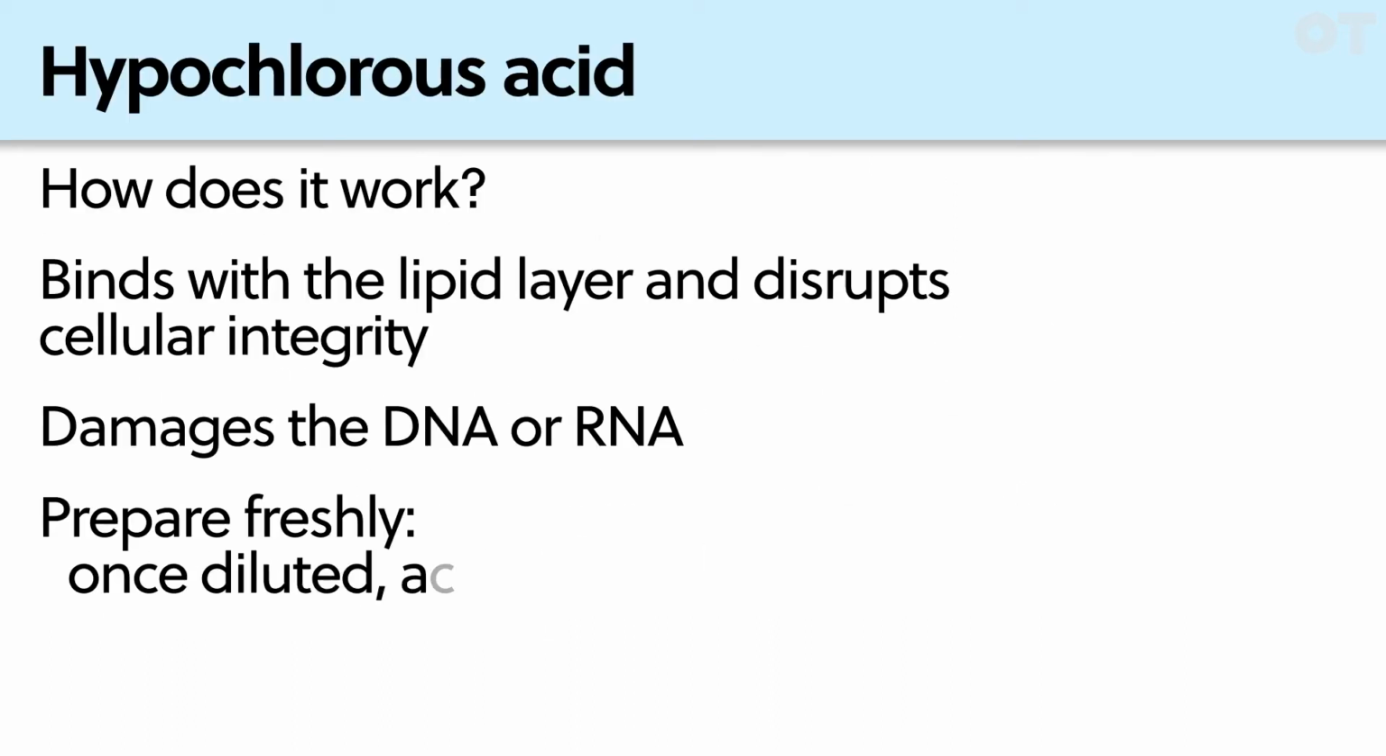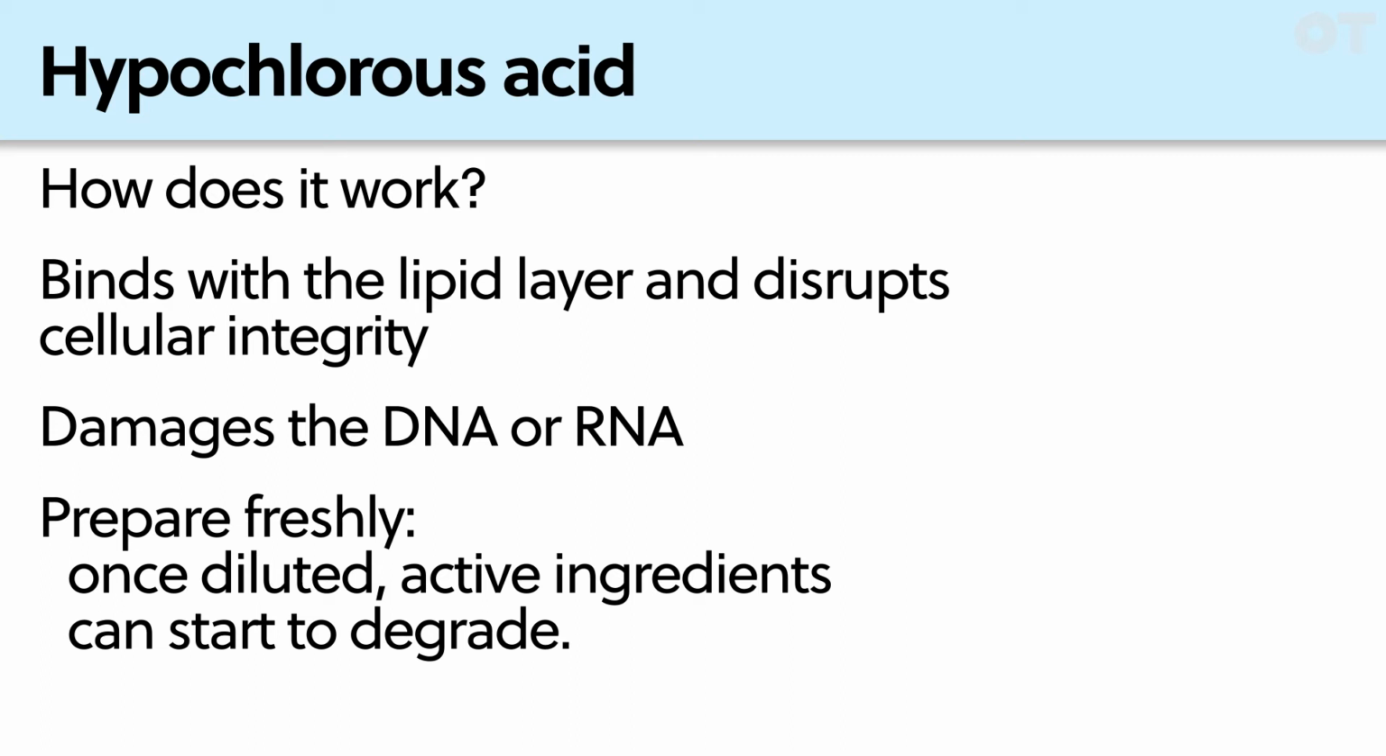So how does hypochlorous acid work? Well, it works by binding with the lipid layer and disrupting the cellular integrity. Because it's effectively a bleach-based disinfectant, it also has that effect of damaging the DNA or the RNA of the virus. It is worth pointing out that all diluted disinfectants or cleaning products, once they're mixed up and made up into batches to be used, should be used almost straight away, but not stored, because once they're stored, the active ingredients can start to degrade and the effectivity of the disinfectant can start to wane.